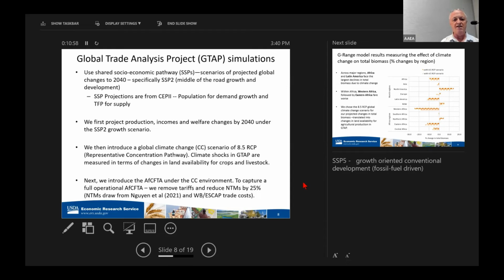But the World Trade Cost estimates actually cover many more countries in Africa, about 46, and it's bilateral, it's quite rich. And so we decided to use that as well, to adapt using both Nguyen and trade costs.